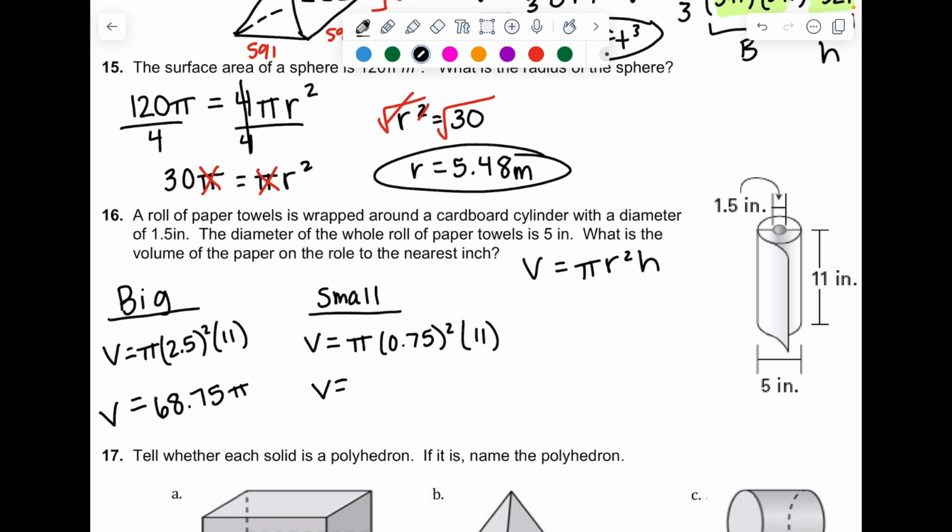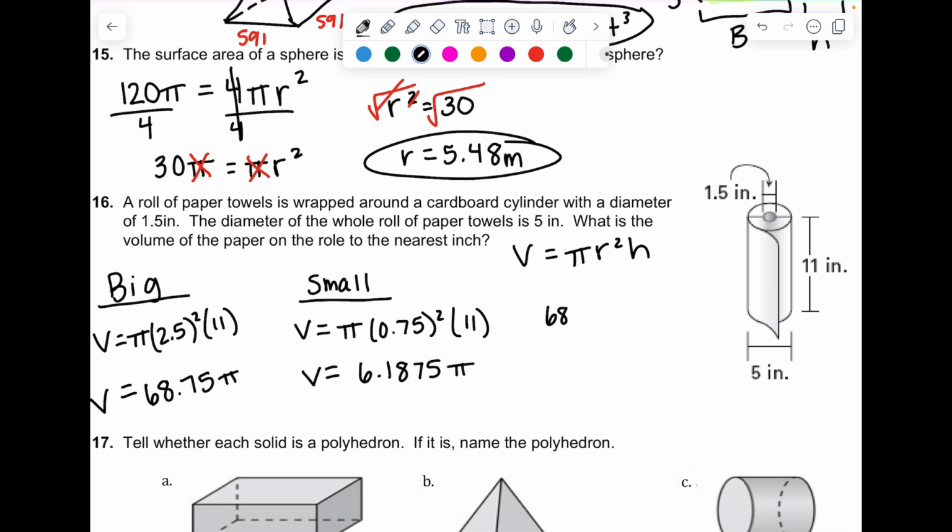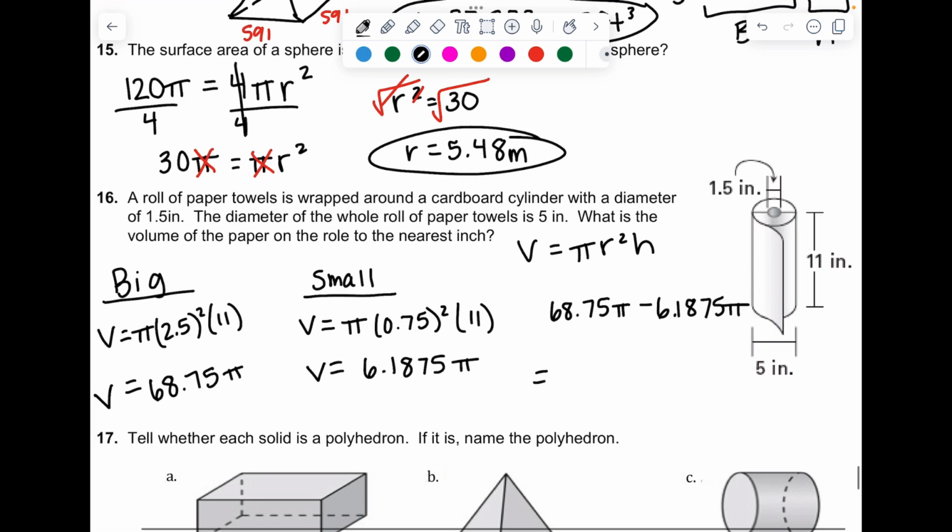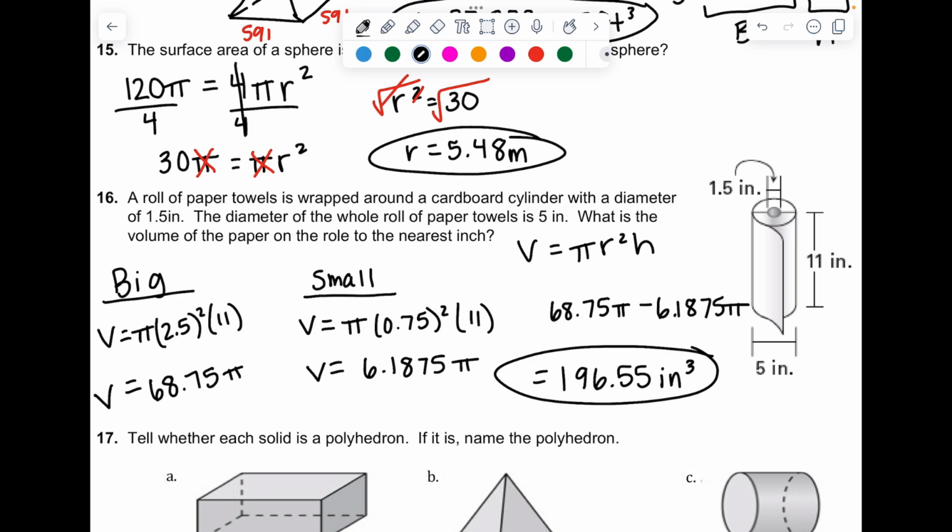Type all that into your calculator, minus the pi, so we can leave it in terms of pi. We've got 6.1875 pi. Now on your calculator, you can type the volume of the big cylinder minus the volume of the small cylinder. So we have 68.75 pi minus 6.1875 pi. And when you do that, you should get the decimal 196.55 inches cubed.